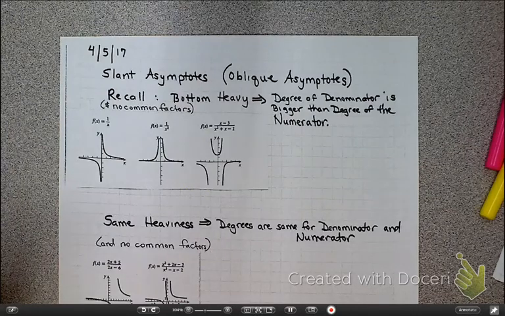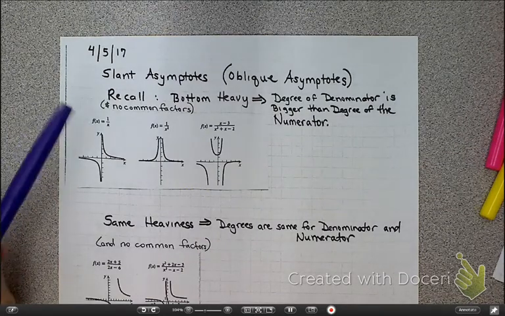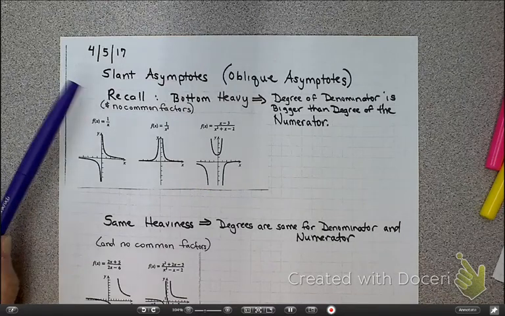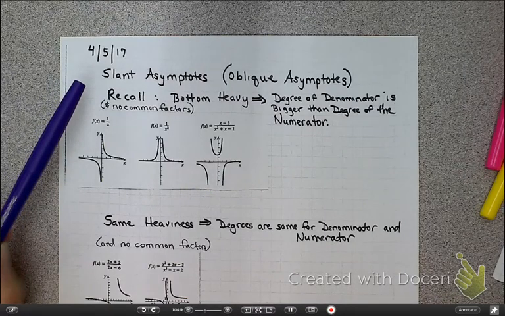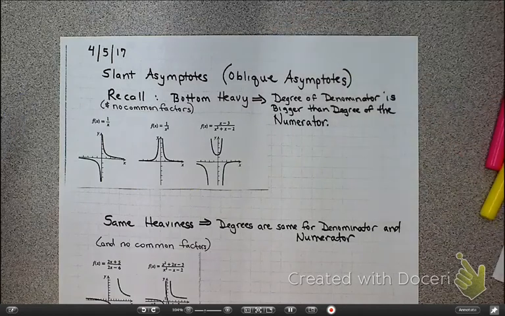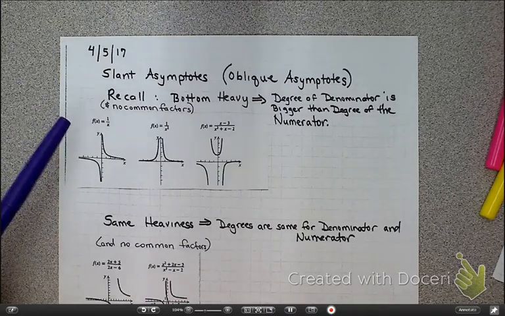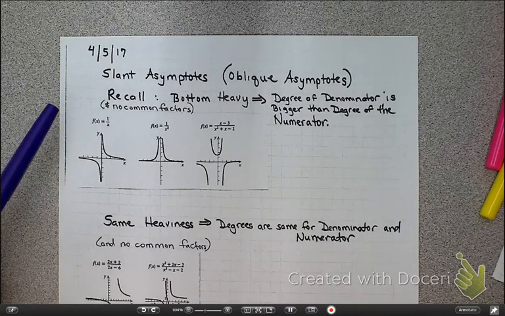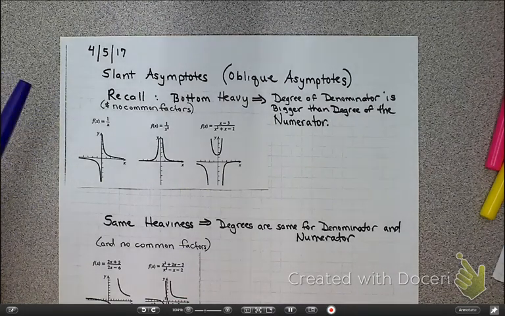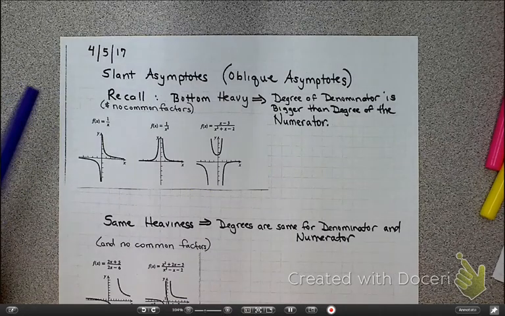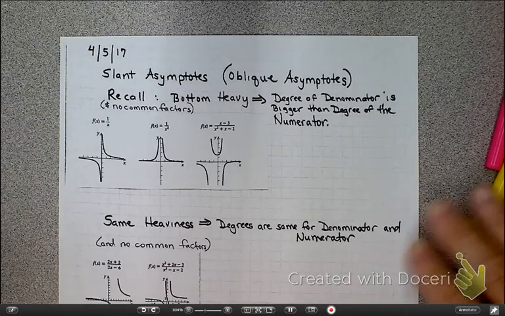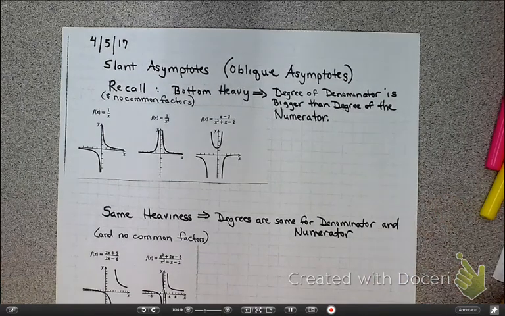Okay guys, today we're going to talk about how to find slant asymptotes, otherwise known also as oblique asymptotes. So we're going to look at under what conditions does a graph have slant asymptotes, and then how do you find them once you figure out that it's going to have one.